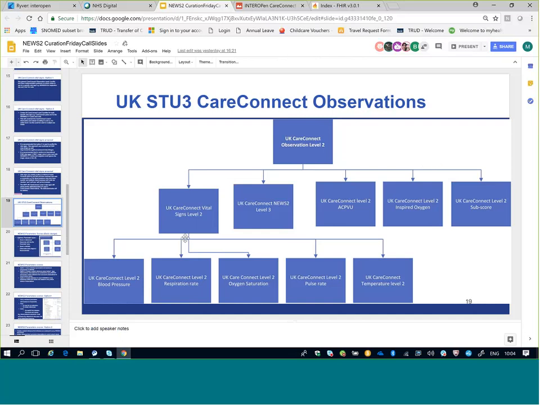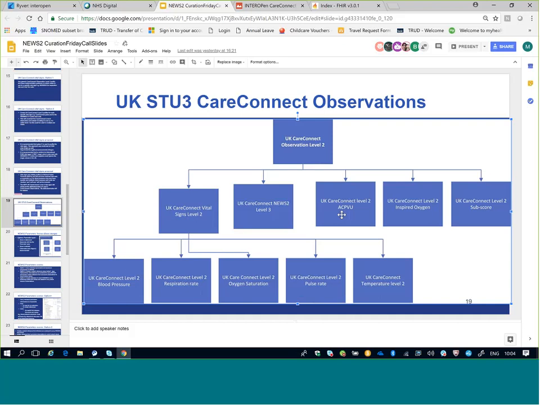That will then create a UK CareConnect vital signs. The vital signs is a kind of children of observation level 2, and the main reason for vital signs is conformance. Then under that we'll set blood pressure, respiration rate, oxygen saturation, pulse rate, and temperature. For NEWS2, we also have to create ACPVU. I talked about new confusion, so this is your alert, new confusion, patient response to pain, verbal or unresponsive.